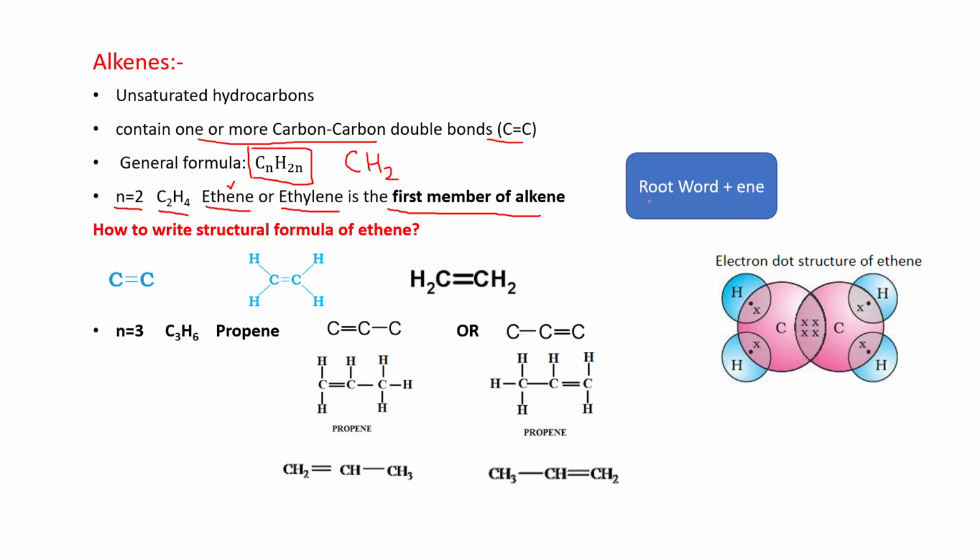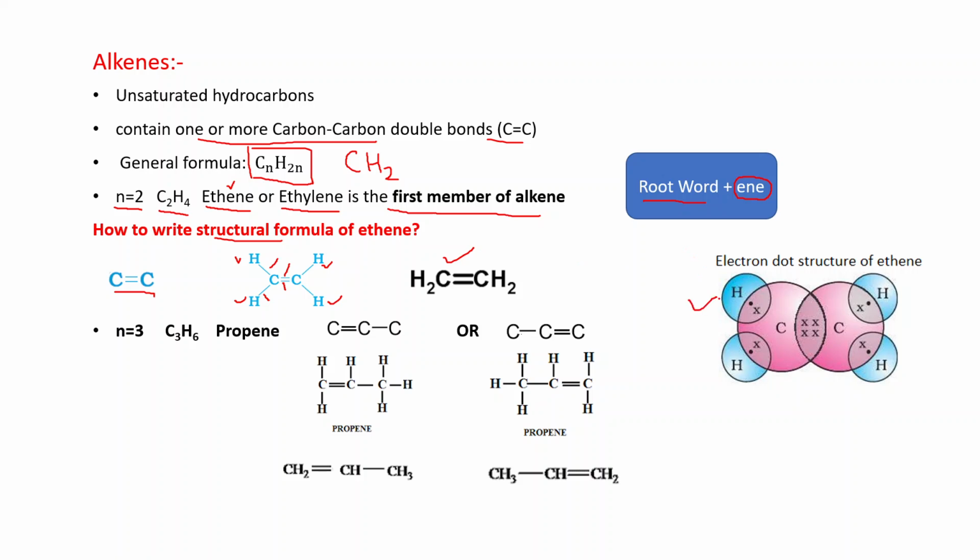How can we write its name, ethene? Again, same pattern. First we will write the root word and then we will write the primary suffix. In case of alkene, the primary suffix is ene. Then we can write the structural formula like this. First make a double bond between carbon and carbon, then satisfy the remaining valency of carbon with hydrogen. Again remember, the valency of carbon should be 4. So this is 1, this is 2, this is 3, and this one is 4. This can also be written like this: CH2 double bond CH2.